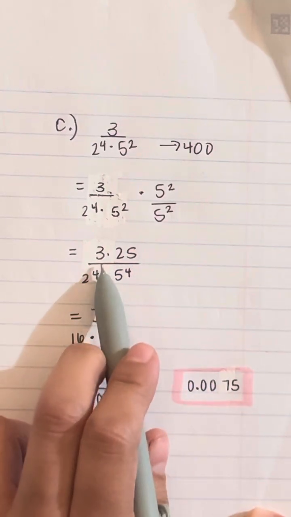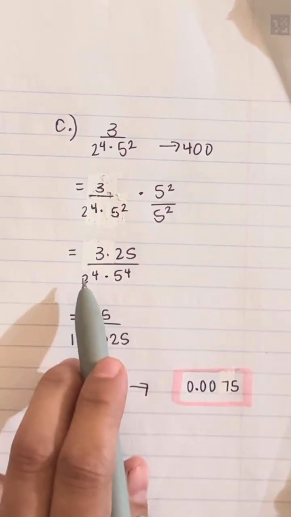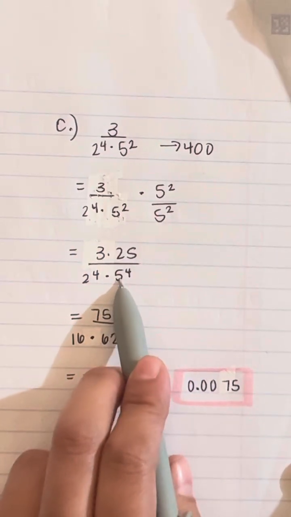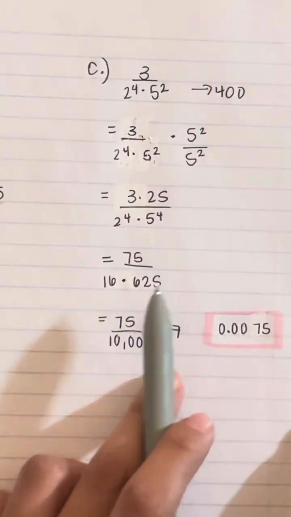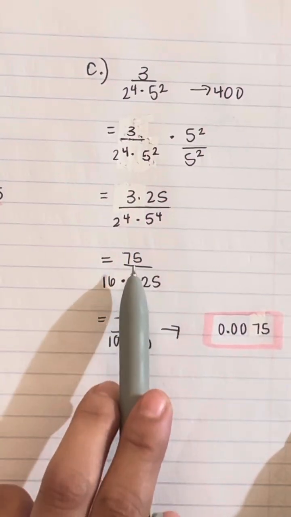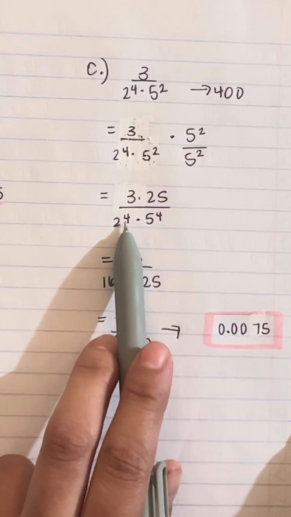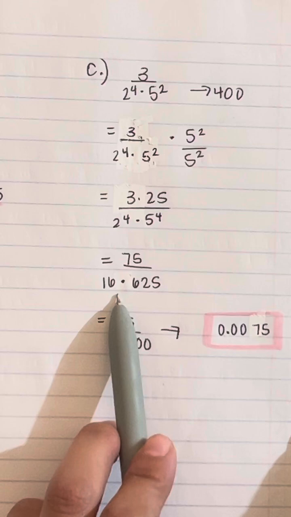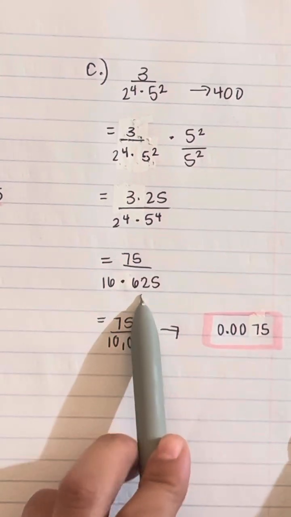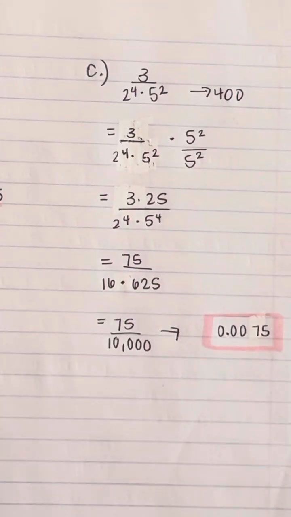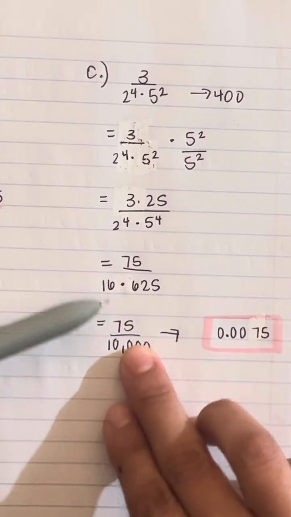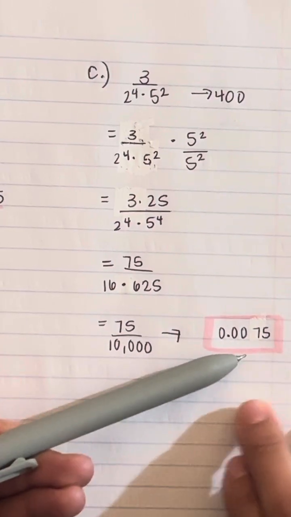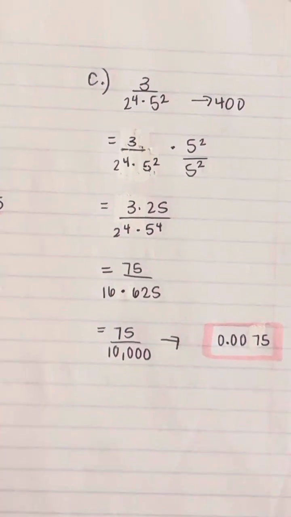And then when I simplify that gives me 3 times 25, and 2 to the 4th times 5 to the 4th. And then I simplify that, and 3 times 25 gives me 75, and 2 to the 4th and 5 to the 4th give me 16 times 625. I'm oversimplifying, but I'm simplifying it. And now that finally gives me 75 over, when you multiply, 10,000. And then to convert that, that's easy, 75. So 0.0075, and that's the answer for that.